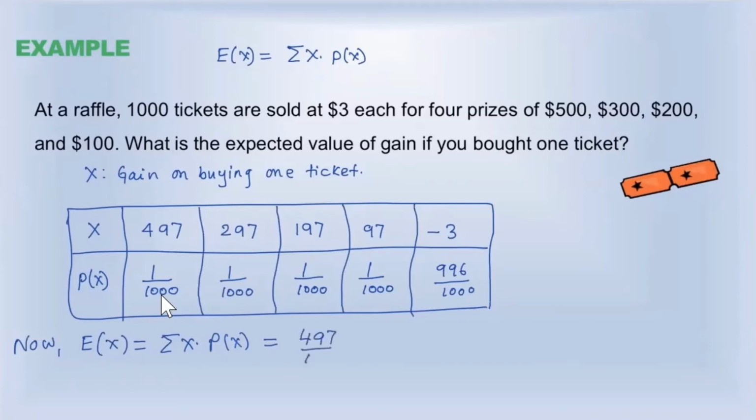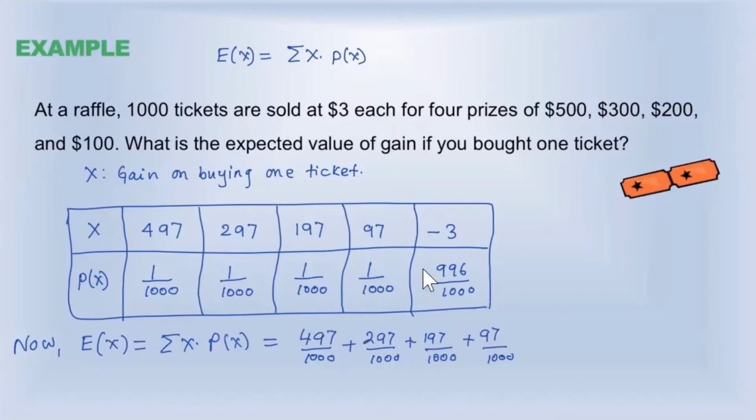So that is 497 divided by 1,000. Is that right? Because when you multiply, you just multiply the numerator with the numerator and the denominator with the denominator. For this 497, the denominator is 1. 1 times 1,000 is 1,000. Similarly, 297 times 1 over 1,000 is 297 over 1,000. And then 197 times 1 over 1,000 is 197 over 1,000. And then 97 times 1 over 1,000 is 97 over 1,000.